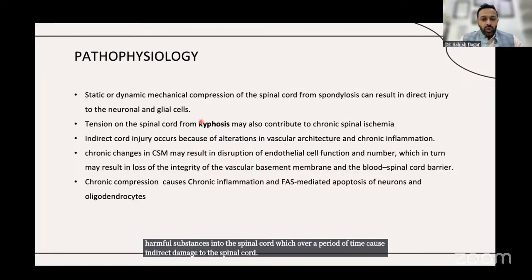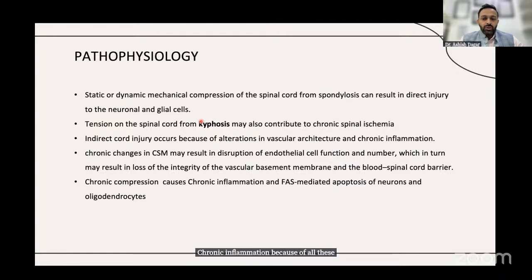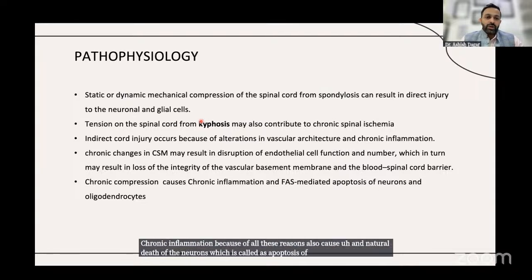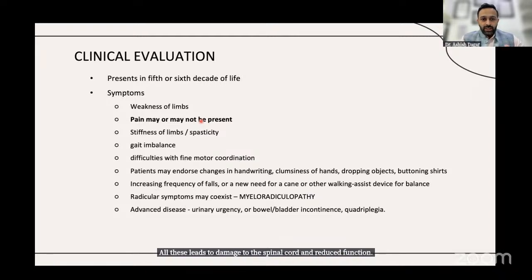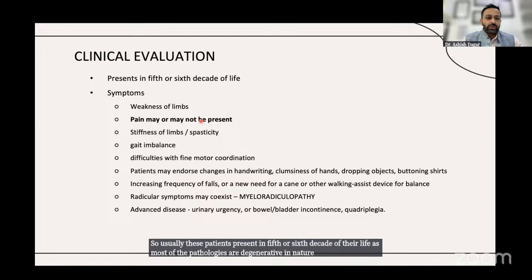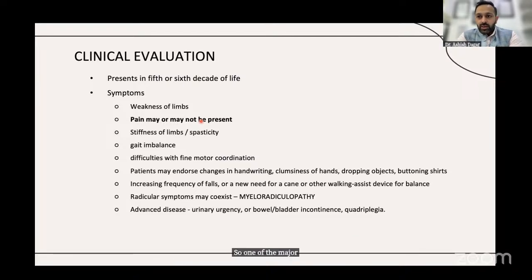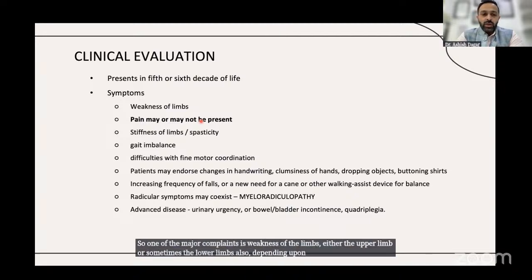Chronic inflammation because of all these reasons also causes unnatural death of the neurons, which is called apoptosis of neurons and oligodendrocytes. All these lead to damage to the spinal cord and reduced function. So usually these patients present in the fifth or sixth decade of their life, as most of the pathologies are degenerative in nature, and usually at the fifth and sixth decade of our life, we tend to have degeneration of the joints. So one of the major complaints is weakness of the limbs, either the upper limb or sometimes the lower limbs also, depending upon the level of the compression.